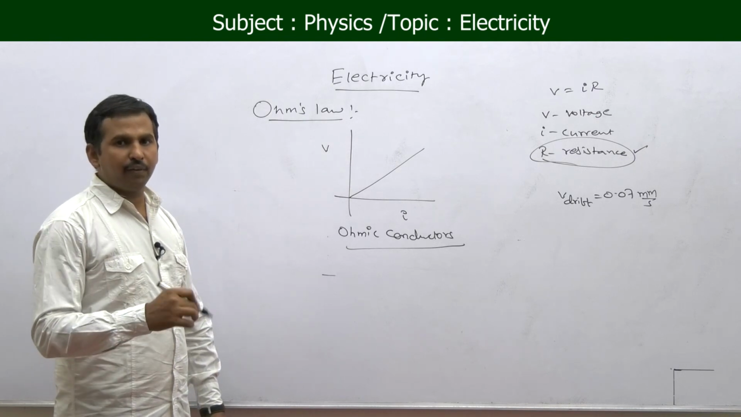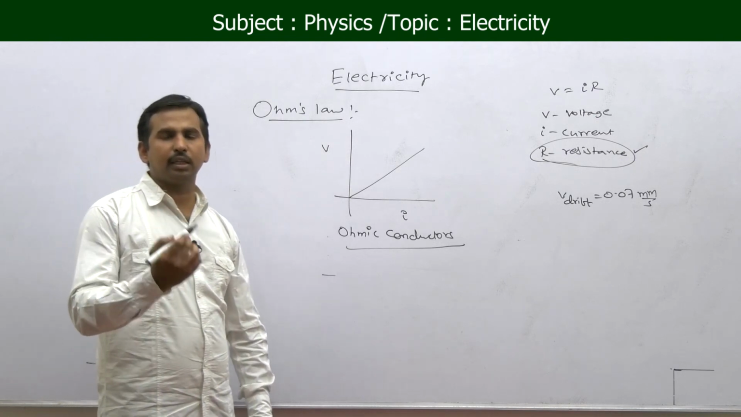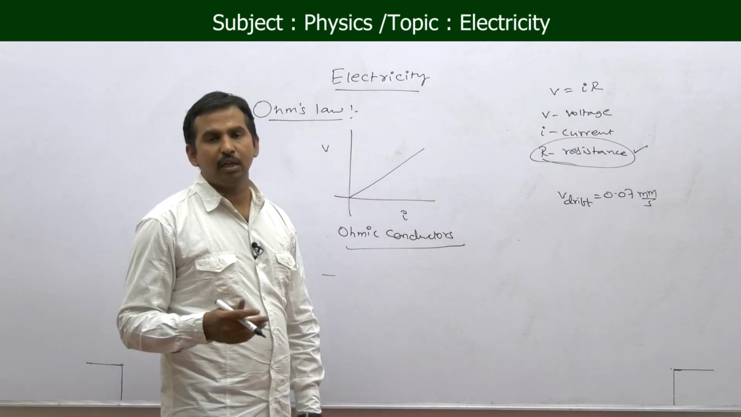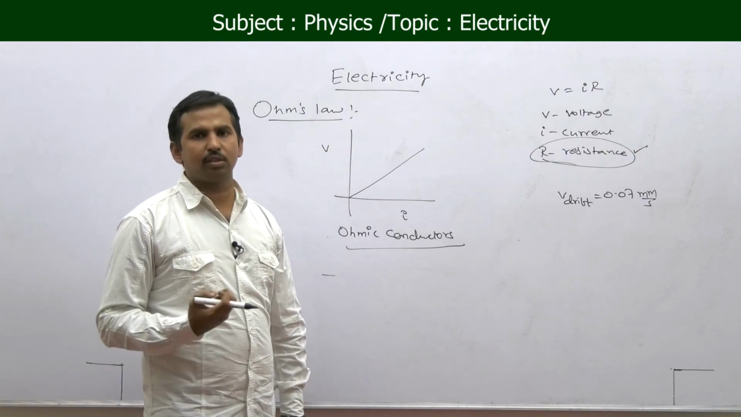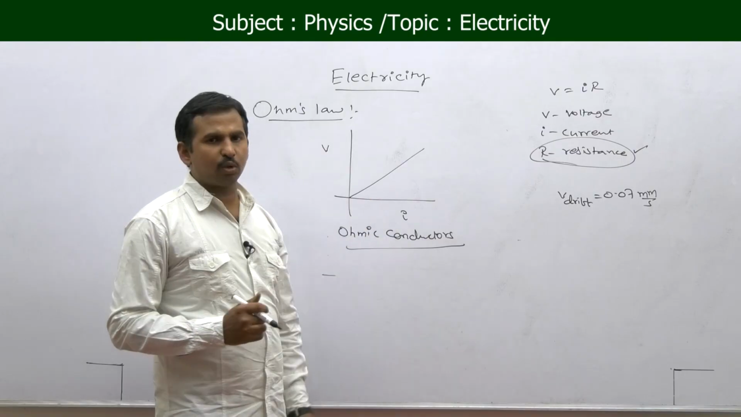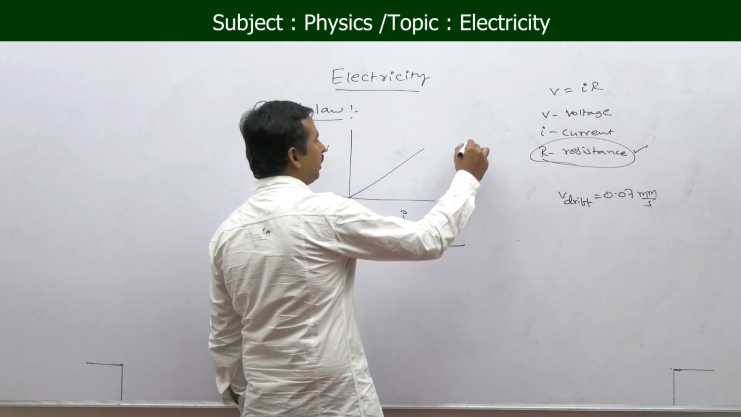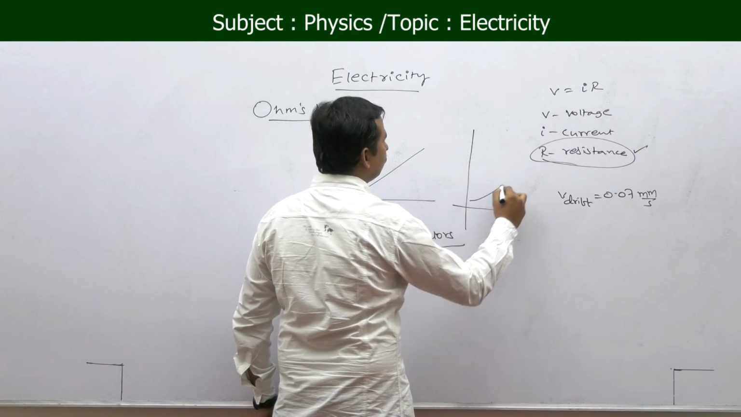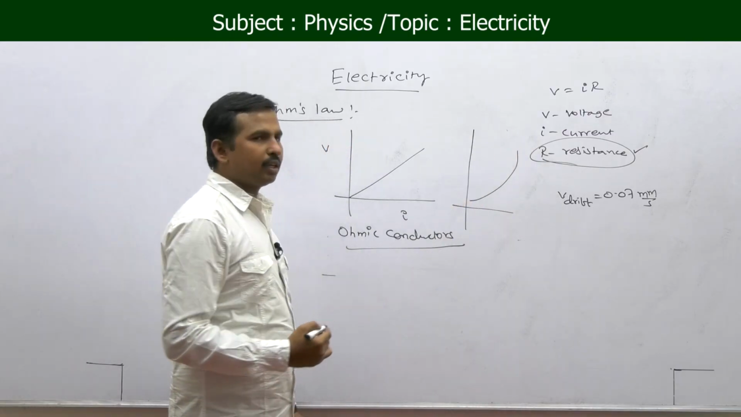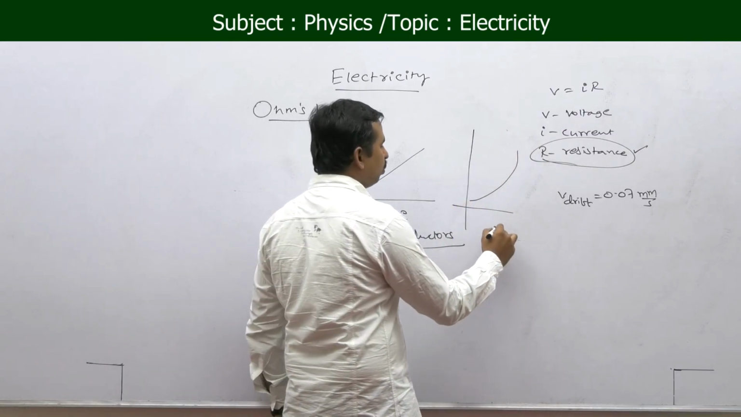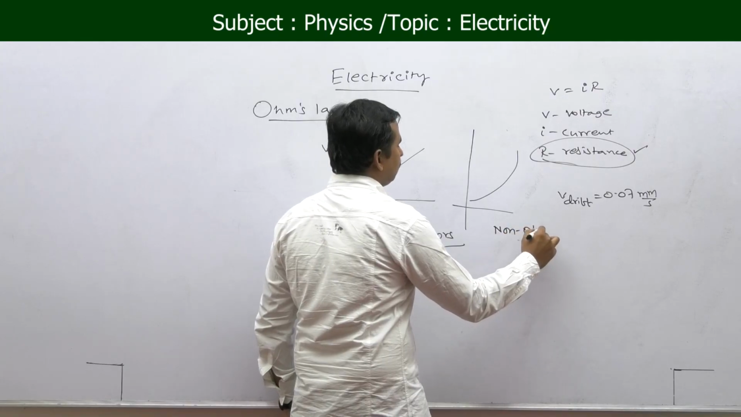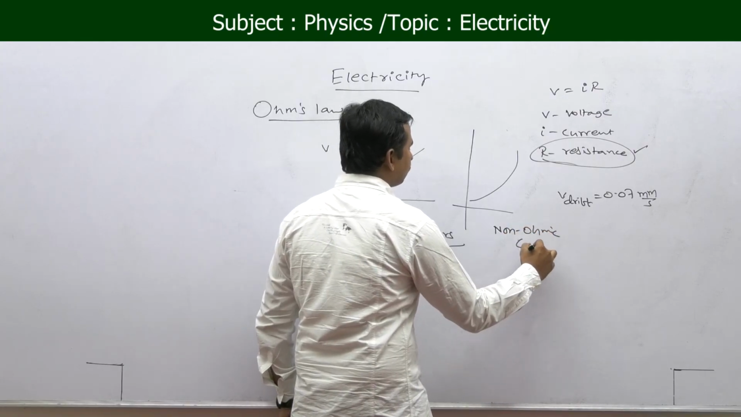Whereas, if you come to any other conductors which are non-ohmic, particularly gaseous conductors, the graph is no more a straight line. Here we get a curve. This is for non-ohmic conductors.